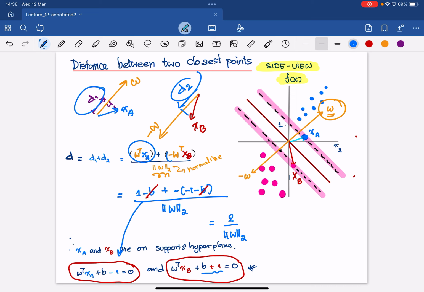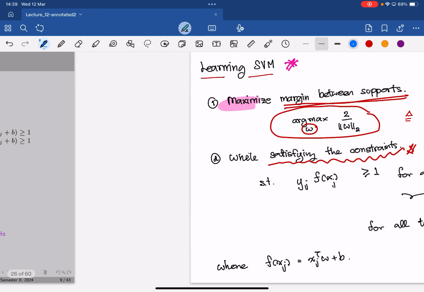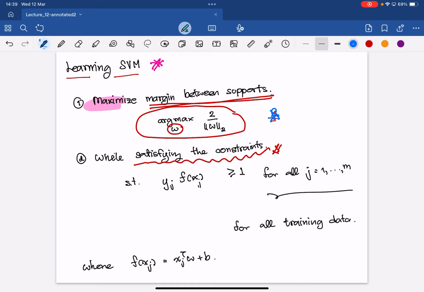Okay, that's it. And as we mentioned before, our target for learning this SVM is to maximize the distance so that this target hyperplane is lying in between. So this means that you have to maximize this distance. So that becomes our main objective function. So we want w to maximize this value.